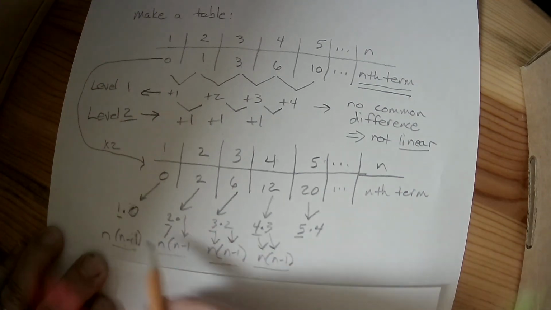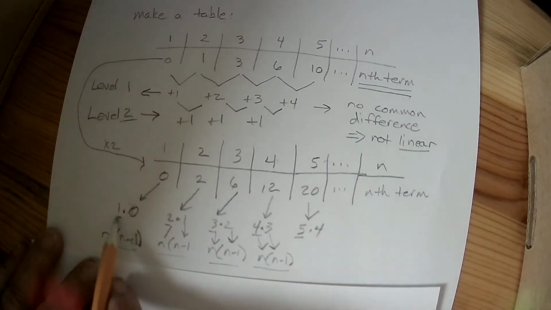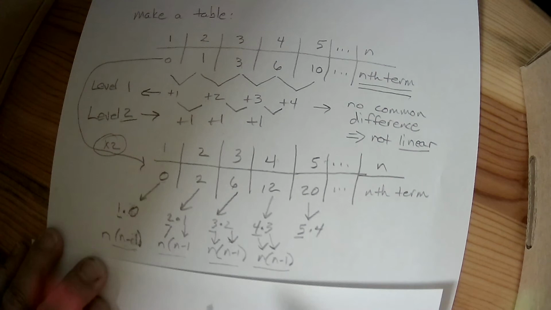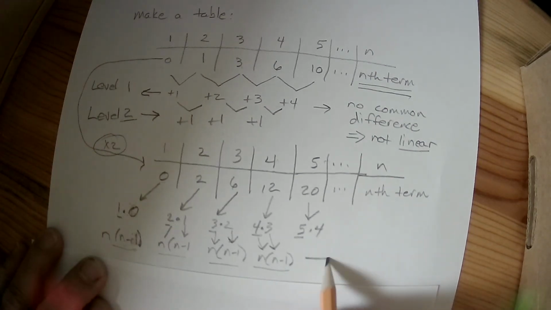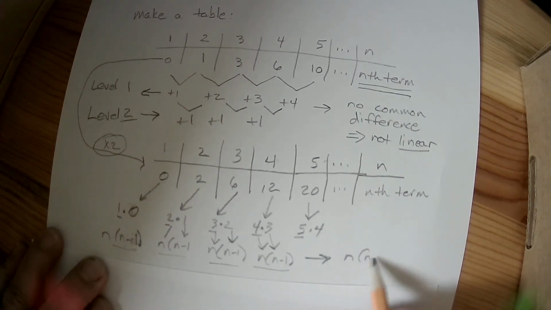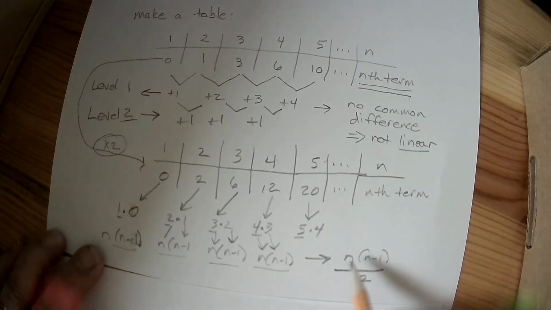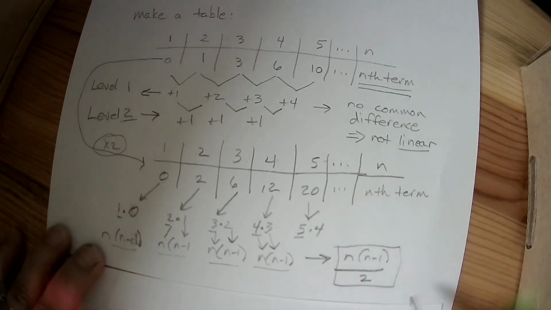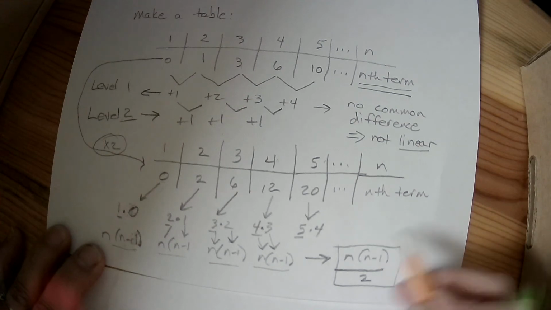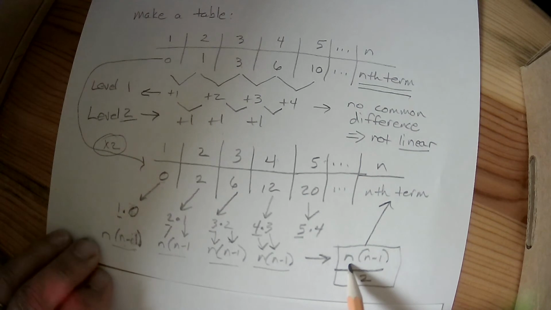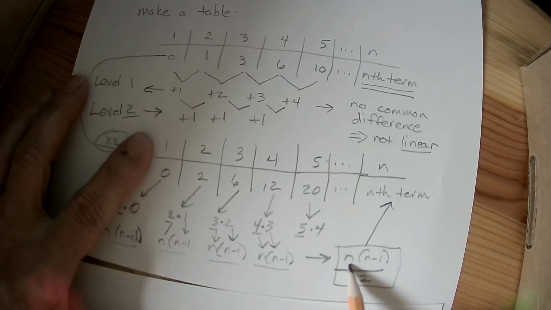Except, how did I get these numbers? Don't forget that I multiplied by 2 to get those numbers. I have to undo that in my final formula, and to undo multiplying by 2, I'm going to divide by 2. Now I don't know for sure, because I'm going to test it, because I might have made an error. But I'm assuming that this is my nth term: n times n minus 1, divided by 2. Let's see if this works for the first one.